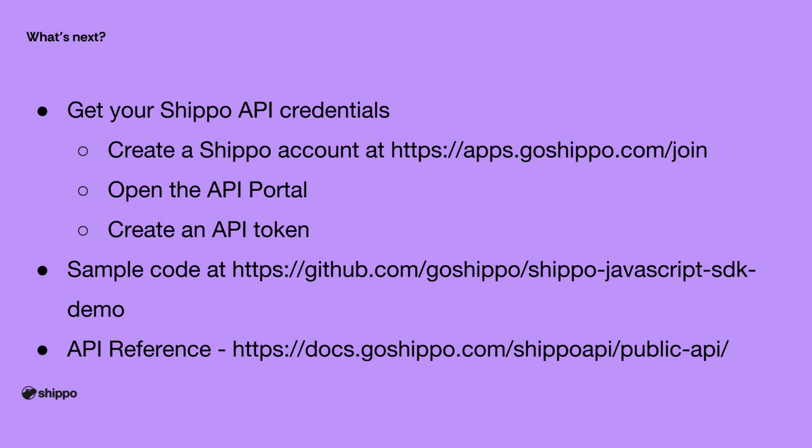So what's next? Well, first I recommend go and get a set of Shippo API credentials. If you don't already have a Shippo account, you can navigate to apps.goshippo.com/join and create one. Once you've done that, you're able to go to the API portal and create a set of tokens. And again, I recommend generate a test token for active development and testing, and only when you're ready to start incurring charges on your account should you generate a production API token.